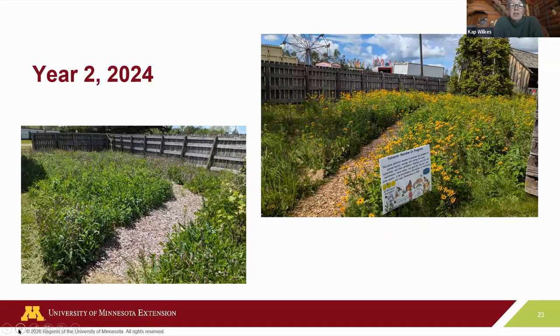And so this is a picture of year 2. The growth was pretty robust in 2024, and Fair Week is in August. And this Rudbeckia, Black-Eyed Susan, really put on a show for us in 2024.